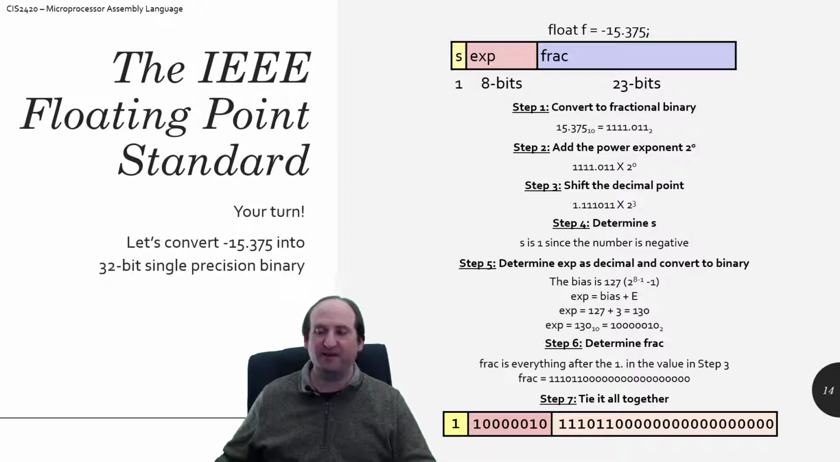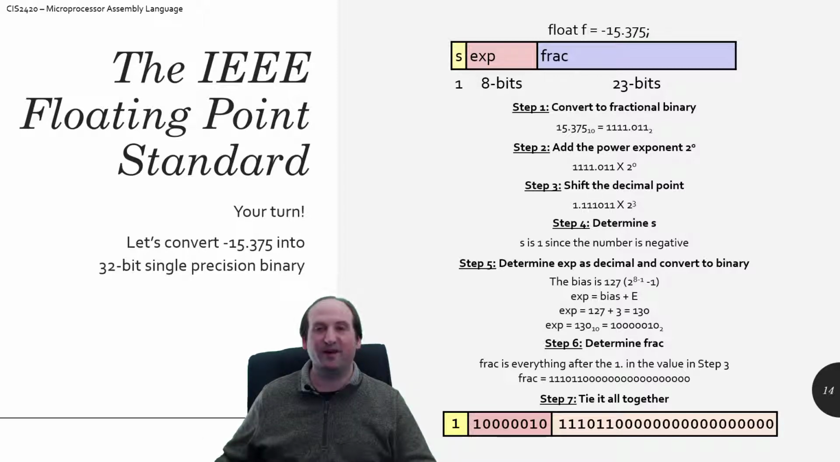So I want to convert, well, we'll save the negative sign for later, but I want to convert 15.375 into pure binary. The 15 is easy. That's an 8 plus a 4 plus a 2 plus a 1. So that's 15: 1, 1, 1, 1, dot.